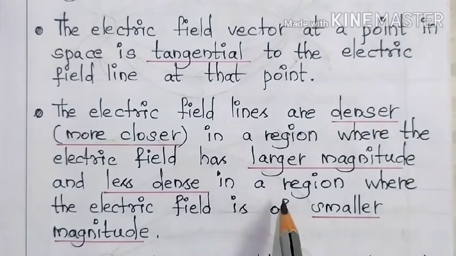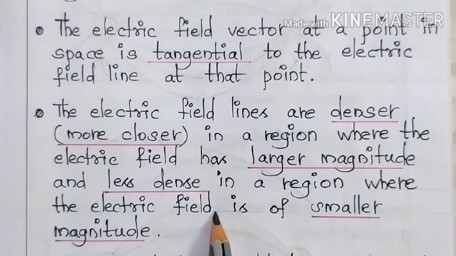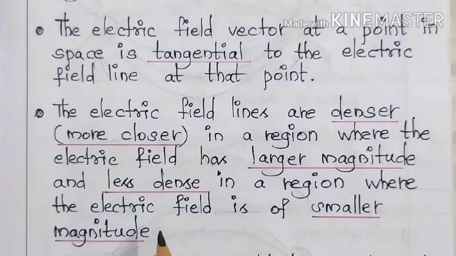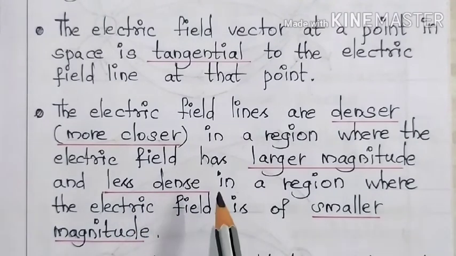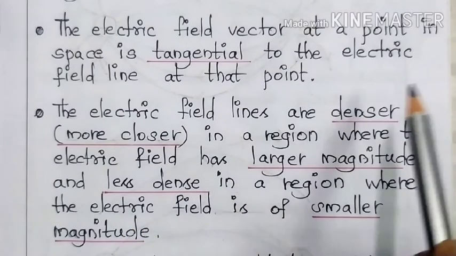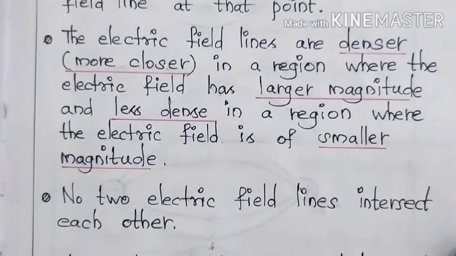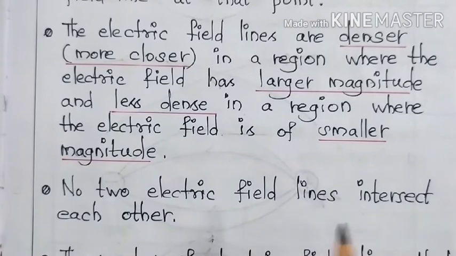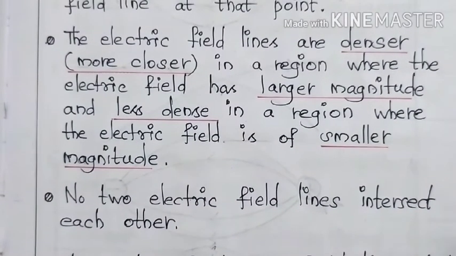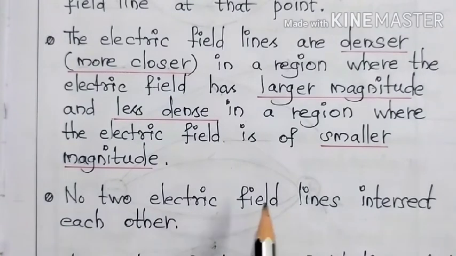And in a region where the electric field strength is very less, in that region the electric field lines are less dense. In other words, they don't lie close to one another, but they lie apart from one another. This is the meaning of this point. Next one is, no two electric field lines intersect each other. Means electric field lines don't cut one another.